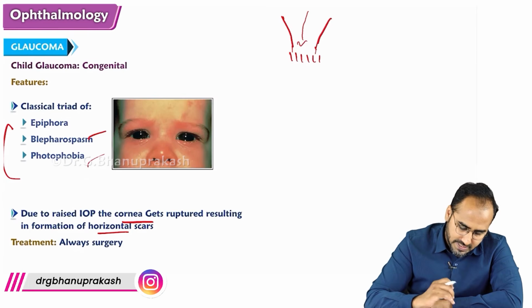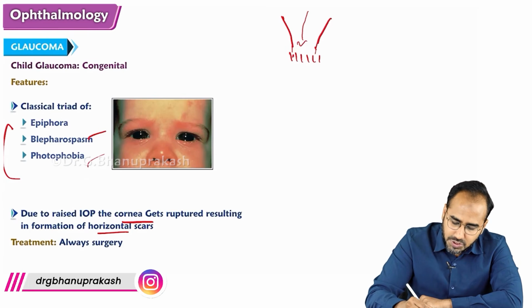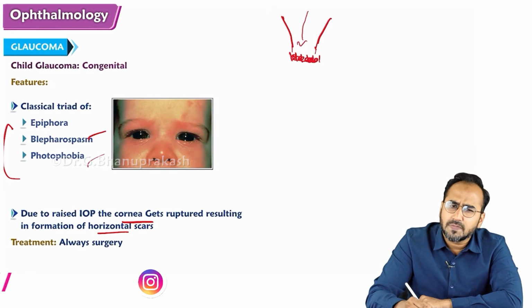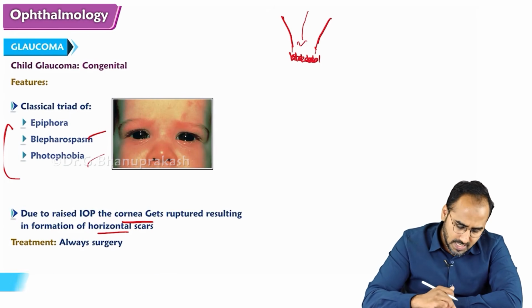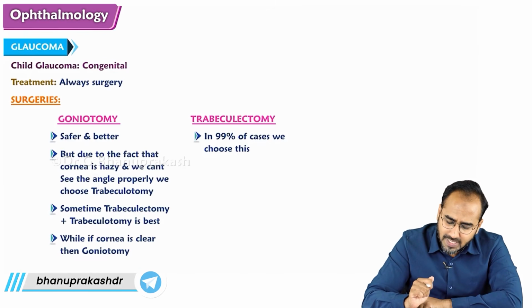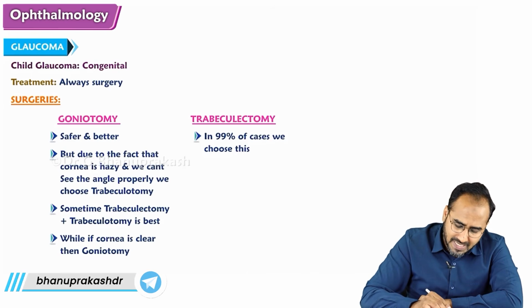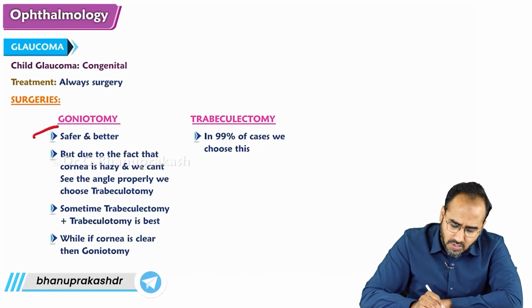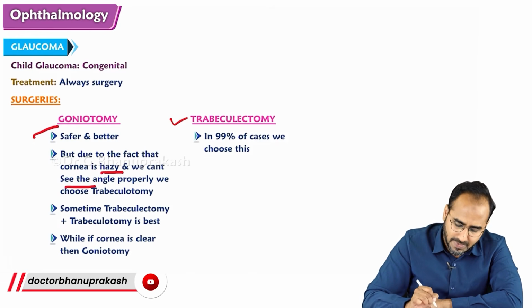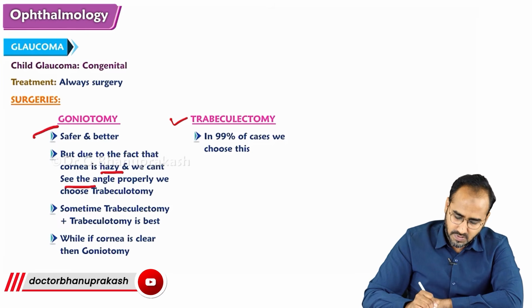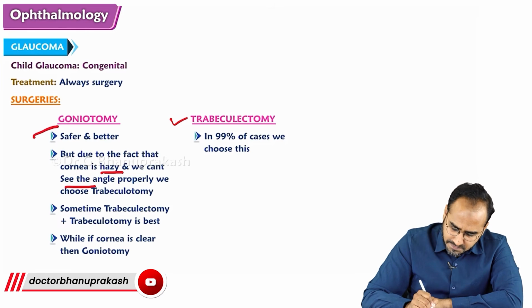Right? So remember guys, how will you treat any person who is having this congenital glaucoma? What is the management given? The trabecular meshwork is not formed properly. What we need to do is repair the trabecular meshwork either by goniotomy or by trabeculotomy. The choice of surgery totally depends on the presentation. Goniotomy is safer and better, but due to the fact that the cornea is hazy, we can't see the angle. Hence, we go for trabeculotomy or trabeculectomy. Sometimes we go for trabeculectomy.